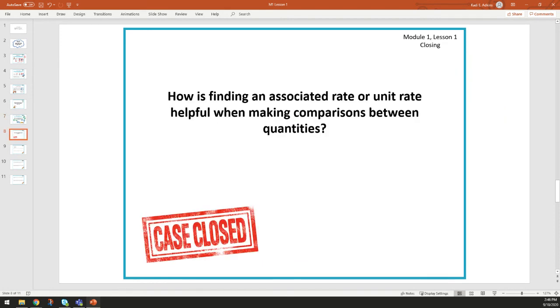All right, so how is finding an associated rate or an equivalent rate or the unit rate helpful when making comparisons between quantities? So we can think about this when we're talking about going to the grocery store, making sure we're staying within our grocery budget. You can start comparing, like, is it better to go to Sam's Club and buy this item in bulk? Is it going to be that much cheaper? Is it better for me to go ahead and buy the 24 rolls of toilet paper rather than the 6 rolls of toilet paper? Is it better for me cost-wise? Is it more cost-efficient for me to do it that way?